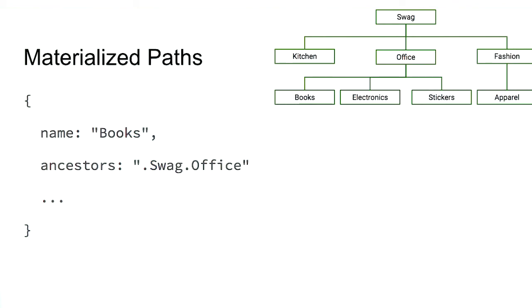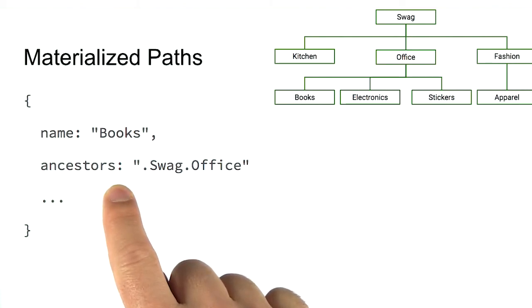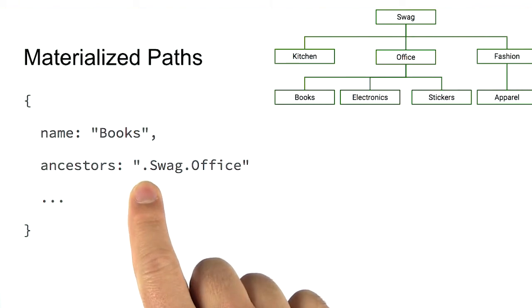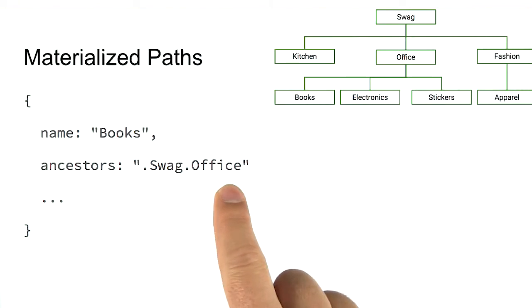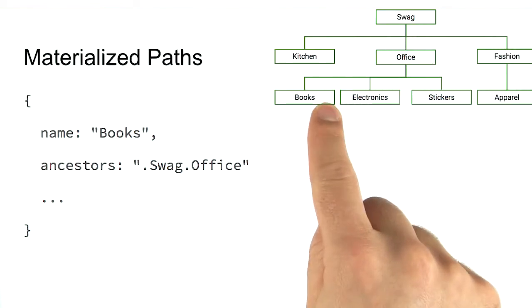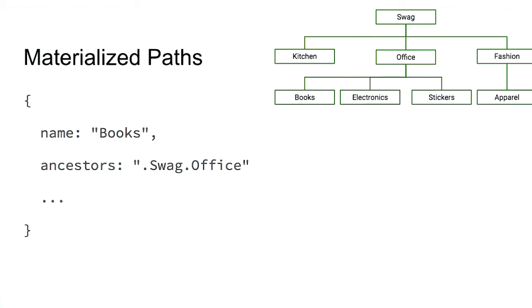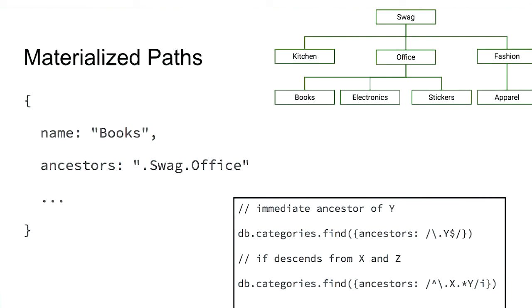In this approach, we use a string value to describe the node's ancestors with some value separator. In this example, we have a string ancestors with a value .swag.office that describes the direct branch of the books node in the tree. Using the materialized paths approach comes with a great benefit.